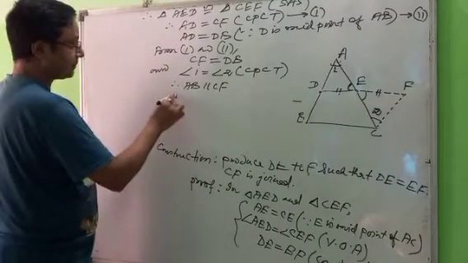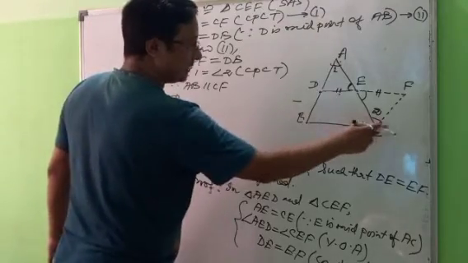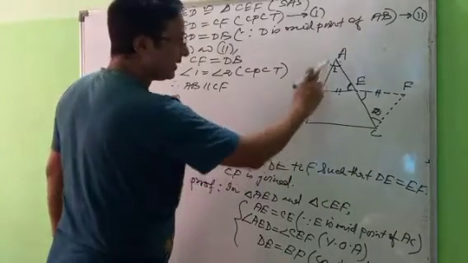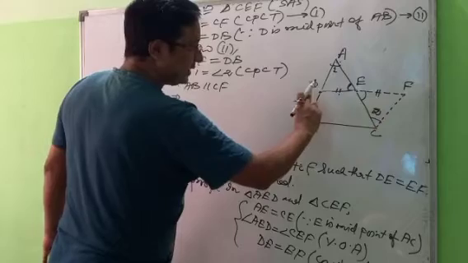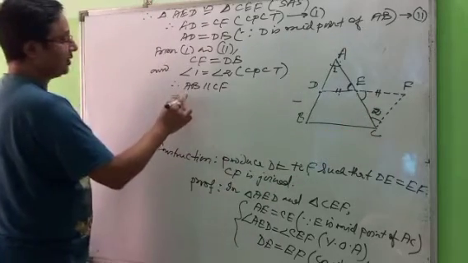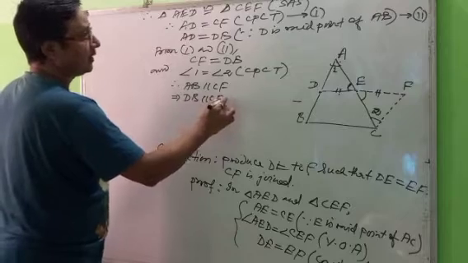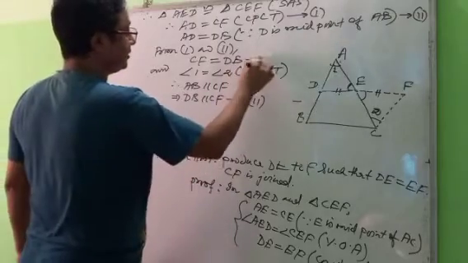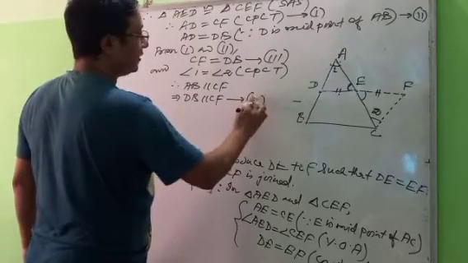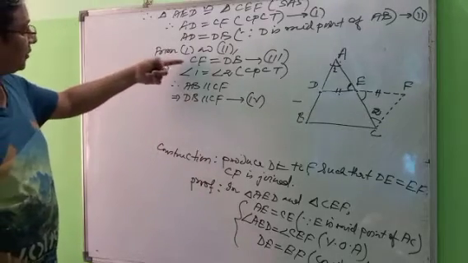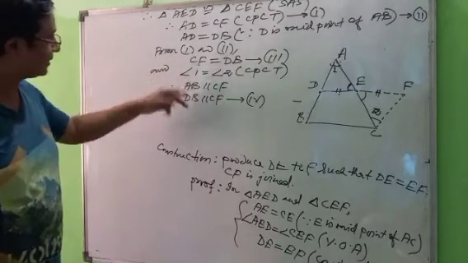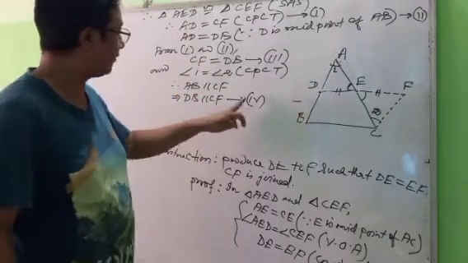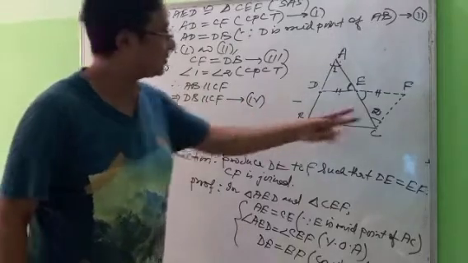So AB is parallel to CF. That means BD is part of the segment AB, so if AB is parallel to CF, then DB is also parallel to CF. You can take this as equation number 3 and this CF equals DB as equation number 4. So from 3 and 4, you have got CF equals to DB, and CF is parallel to DB.